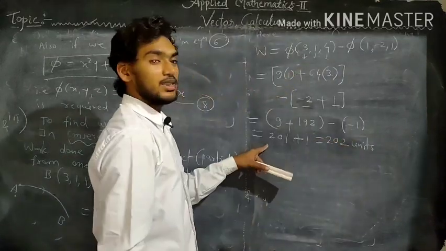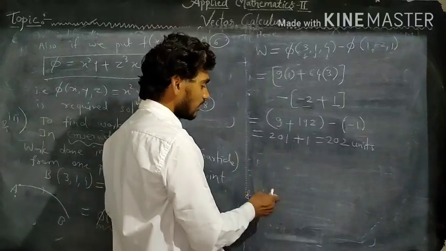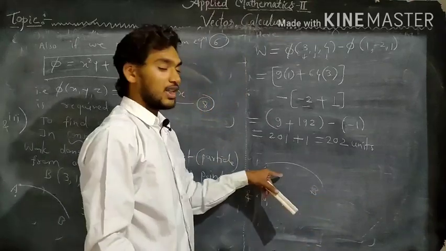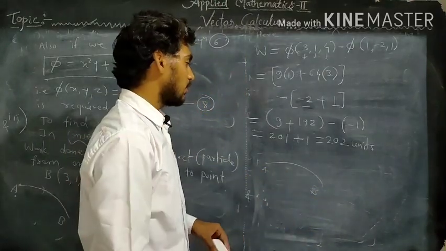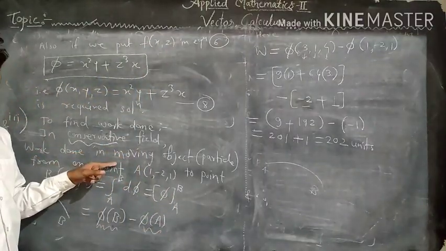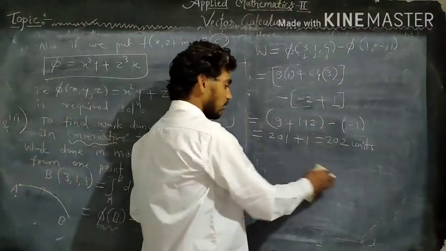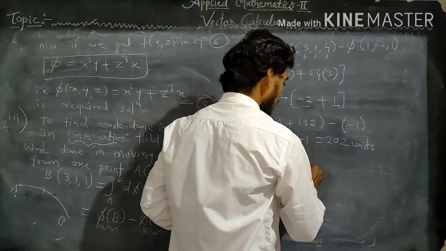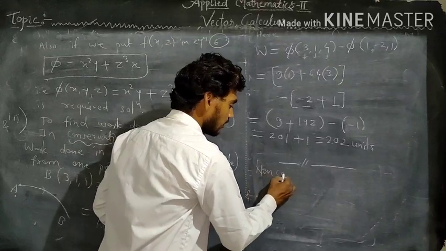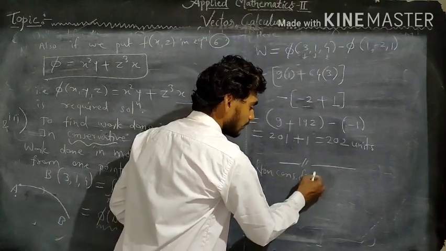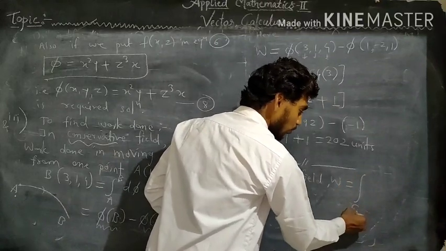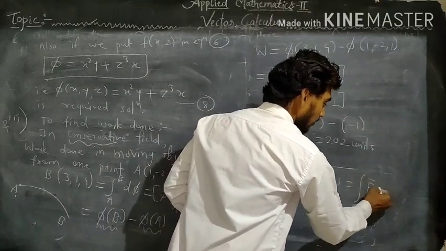So this is the required work done in moving the particle from point A to point B in the given vector field. Friend, here we have calculated the work done in a conservative field. Suppose it was a non-conservative field, so I am giving a hint for the non-conservative field. For a non-conservative field, the work done W is equal to the line integral over the curve of F dot dr.